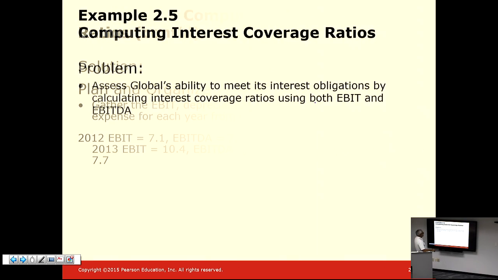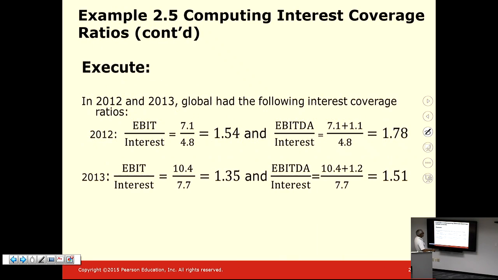Then we have what are called interest coverage ratios. Interest coverage ratio is we take EBIT and we divide by interest, because interest is paid from what we have in EBIT. The more money we have in EBIT, the more flexibility we have for paying our interest. So over here, EBIT over interest is 1.54. That means I have almost 1.54 times the money I need to service my interest.